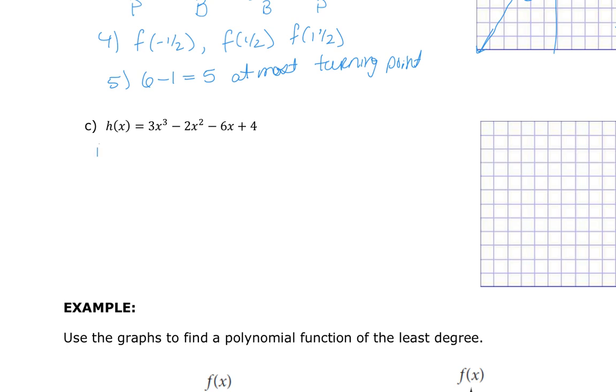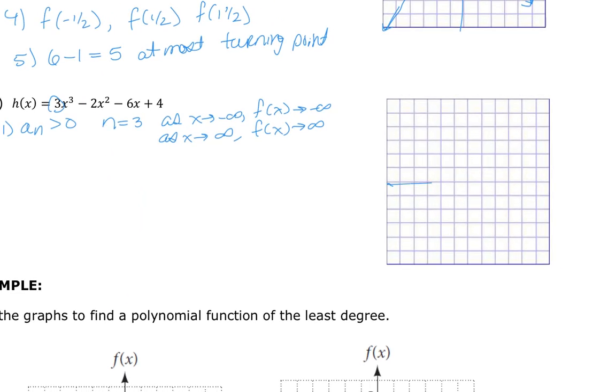Okay, so for the first part, we know a sub n is greater than 0 because that's the 3 right there. N is equal to 3, so that tells us as x goes to negative infinity, my function will go down to negative infinity. As x goes to positive infinity, my function will go to positive infinity. So we're going to graph at least that part of it. Down here in this quadrant, we're going to go down. In this quadrant, we're going to go up.